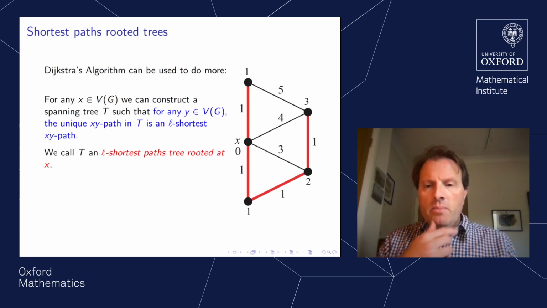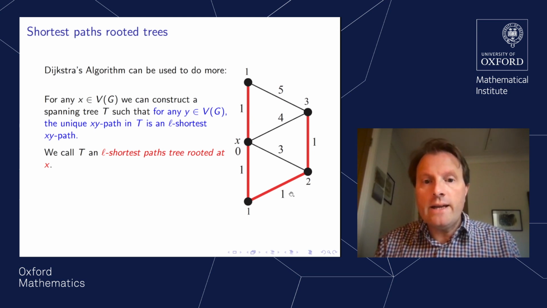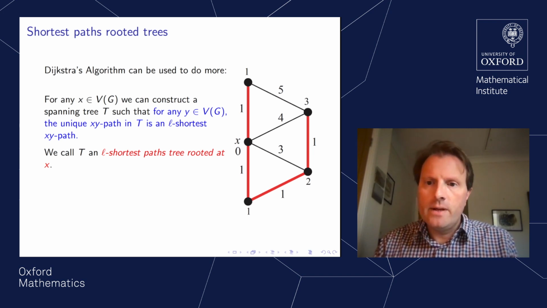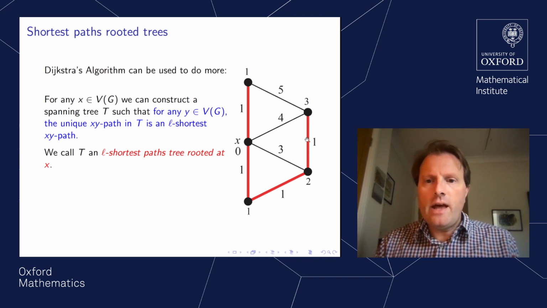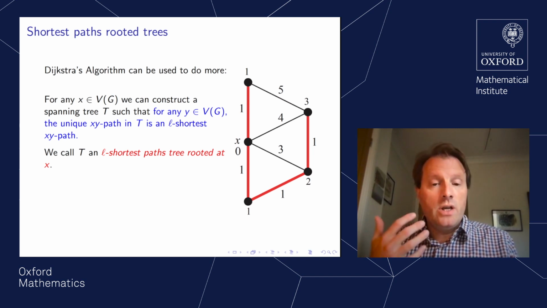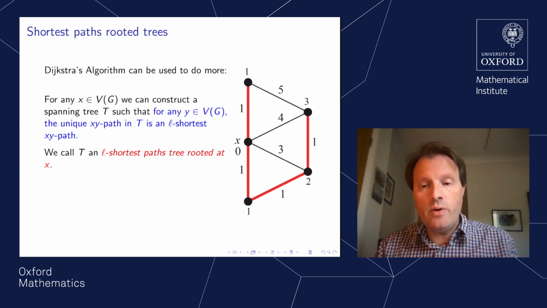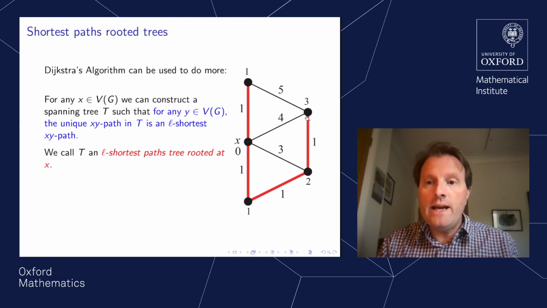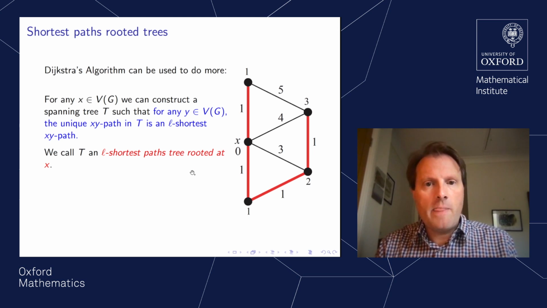So let me give you an example. I've highlighted here in red such a shortest paths tree. And you can easily check that the shortest way of getting from any vertex to x is to go via the edges in this tree. So that is what a shortest paths tree is, that's its defining property, that the shortest way of getting from any vertex to x is to follow the unique path in the tree from that vertex to x.